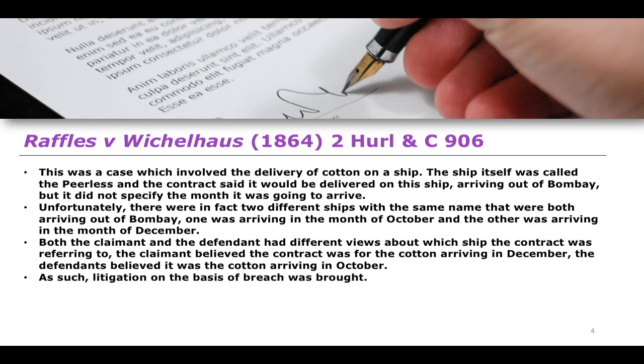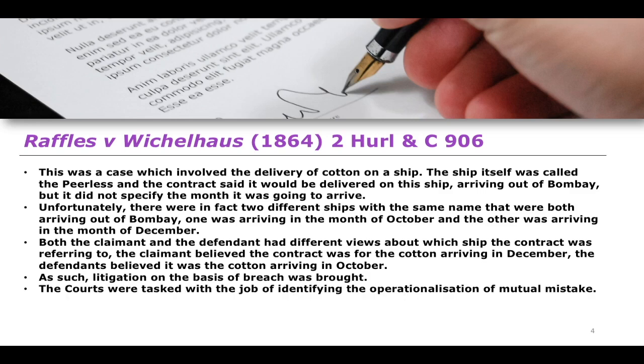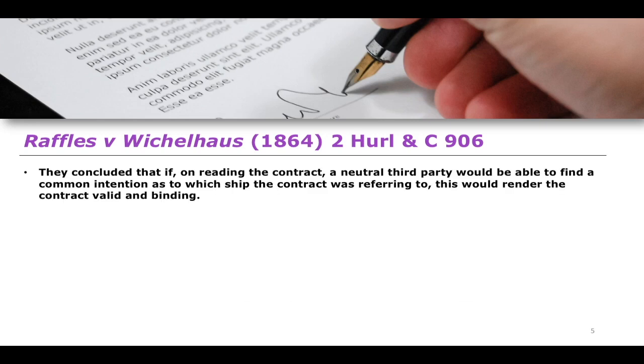So litigation was brought on the basis of a breach of contract, because there was a disagreement as to which ship actually was the one that the contract was referring to. The courts were tasked with identifying the operationalization of mutual mistake, and they concluded that if, on reading a contract, a neutral third party would be able to find a common intention as to which ship the contract was referring to, this would render that contract valid and binding.